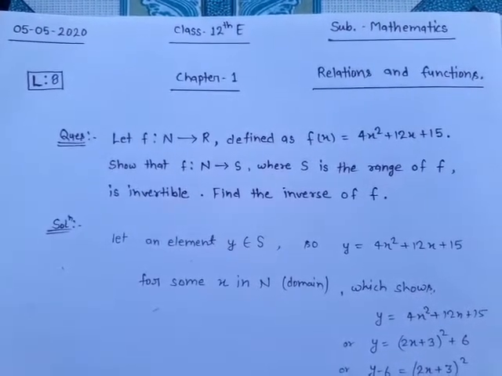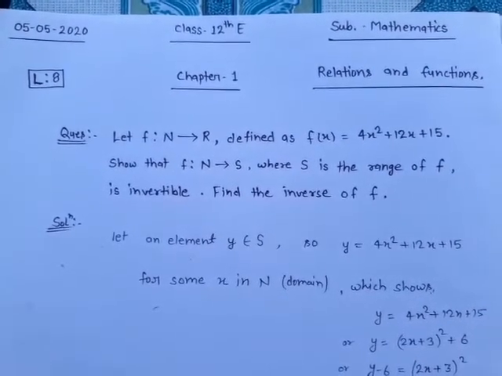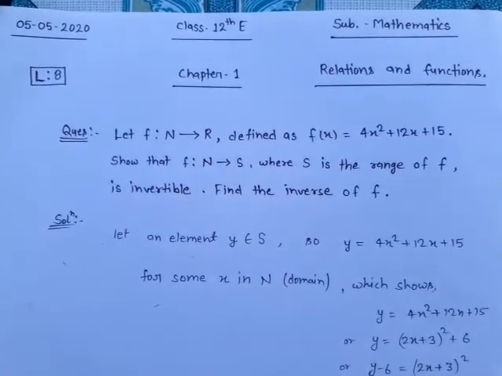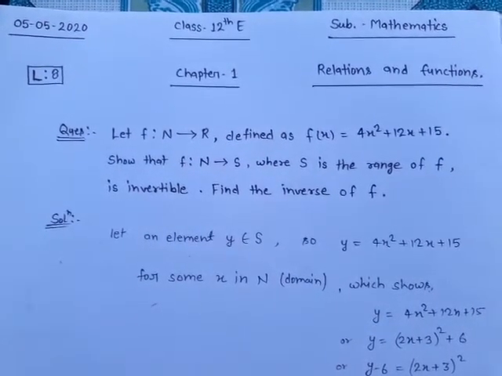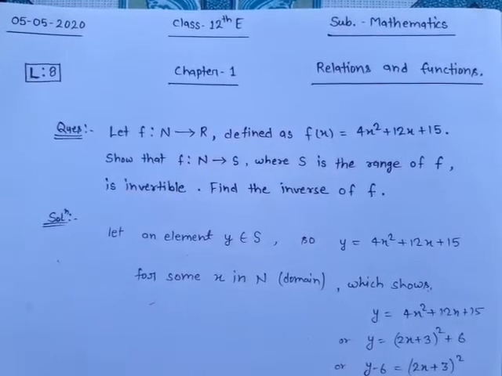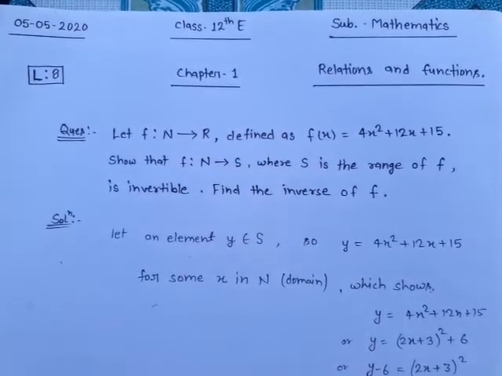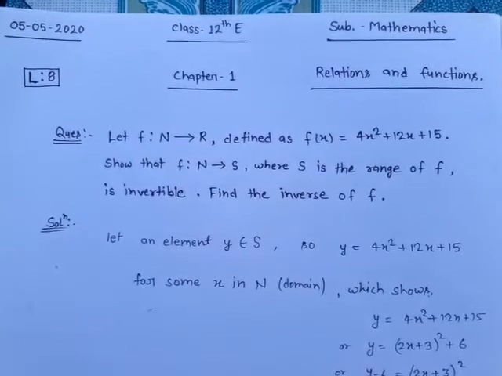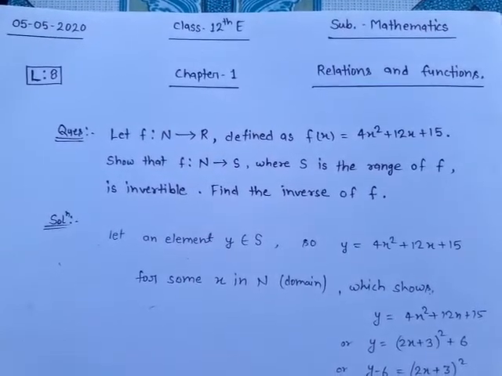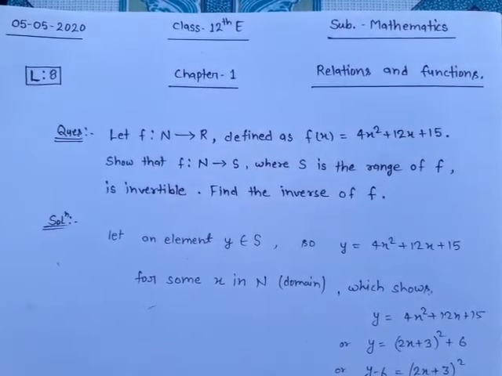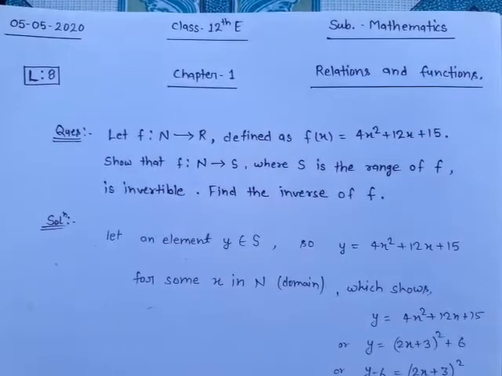Here we continue some questions related to invertible function. The question is: let function f from N to R be defined as f(x) = 4x² + 12x + 15. Show that f from N to S, where S is the range of f, is invertible. Find the inverse of f.